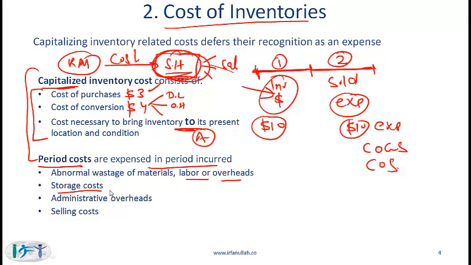Storage costs need to be expensed, and the logic is fairly straightforward. If you started capitalizing storage costs, then that would mean the value of the inventory would keep going up the longer you store inventory. So again, storage costs are expensed. Any administrative overheads are expensed, and selling costs are expensed. As discussed earlier, selling costs might include the cost of transporting goods to your customer.